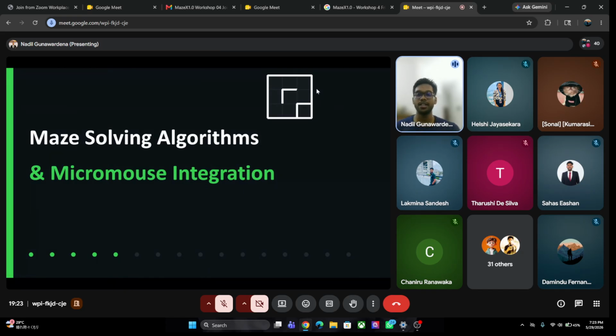So today we are going to cover the maze solving algorithms and how to integrate those algorithms in the micromouse.